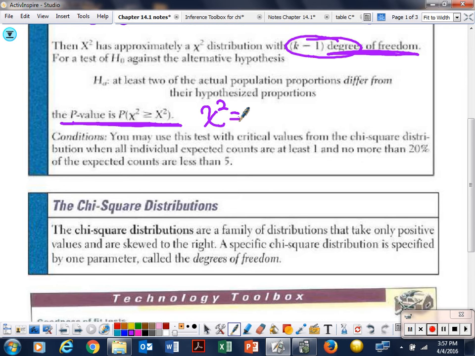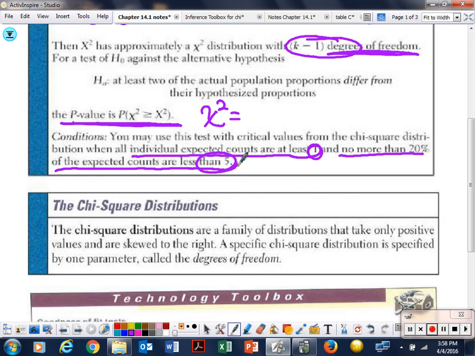All right, the conditions. You may use this test with critical values for the chi-square distribution when all individual expected counts are at least 1 and no more than 20% of the counts are less than 5. So if everything's above 5, no problem. But if something is not more than 5, only 20% of the counts can be below 5. So think about it.